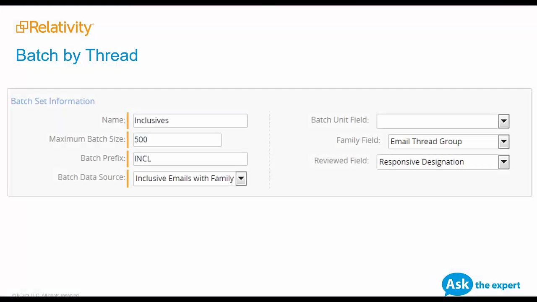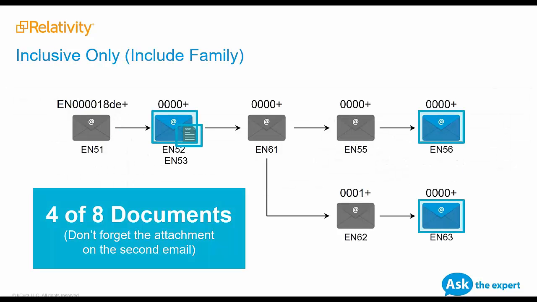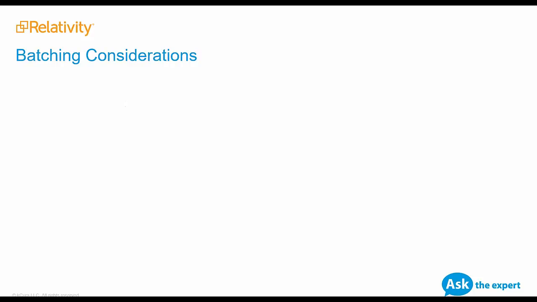And then as far as batching, a couple of notes on that. You could batch by thread. So if you are pulling back your inclusive emails with family, often you want to set that up to have your family field include your email thread group. So you get that same result that we saw in the batch. You're just going to see those 4 documents, emails, and their family or attachments in your batch.